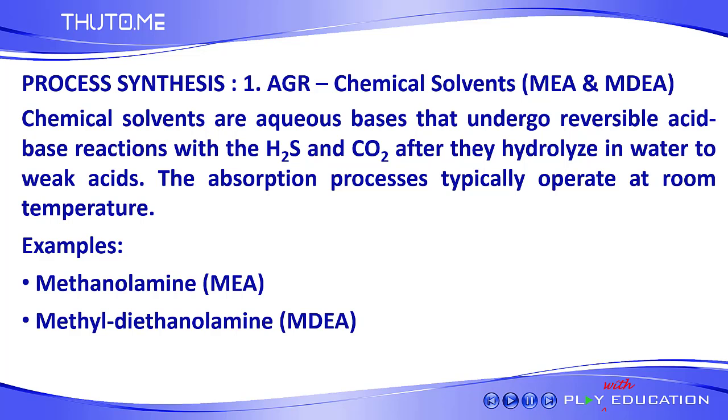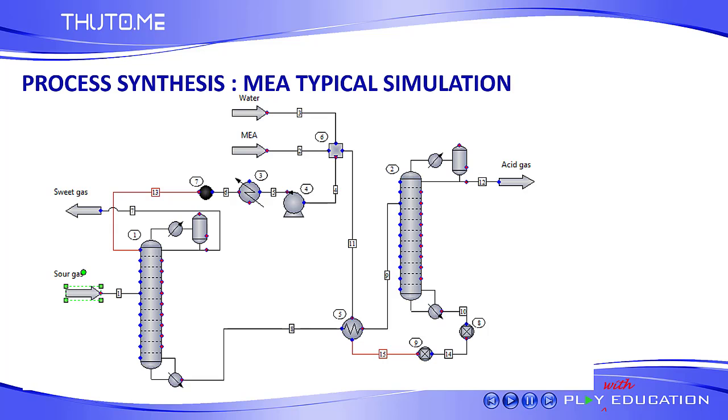At the top, we have the chemical solvents, which usually use MEA and MDEA solvents. These chemical solvents are aqueous bases that undergo a reversible acid-base reaction with the acid gases after they hydrolyze in water to weak acids. The absorption process typically operates at room temperature. Examples of those are using MEA and then MDEA.